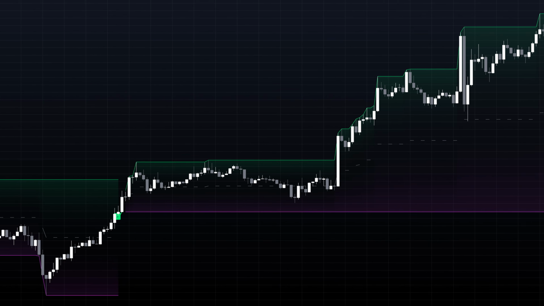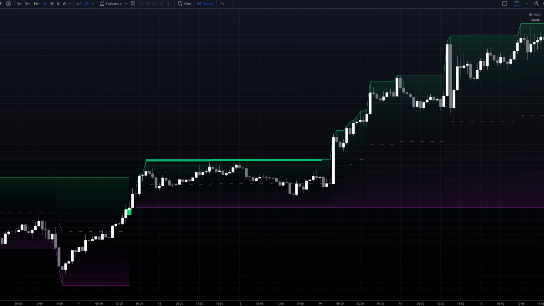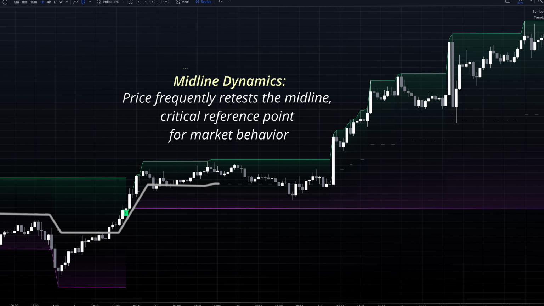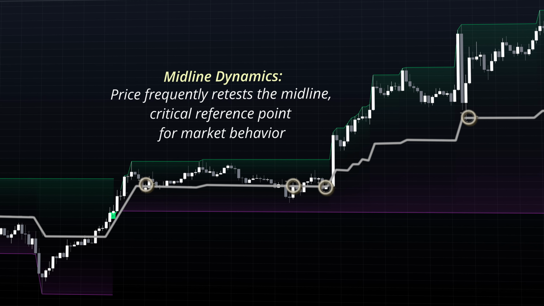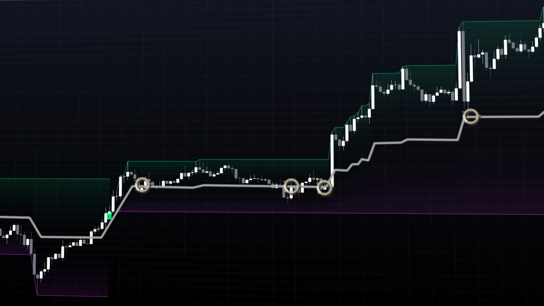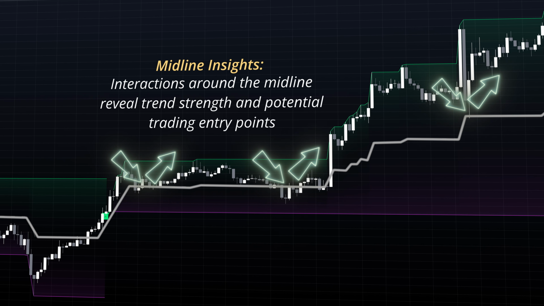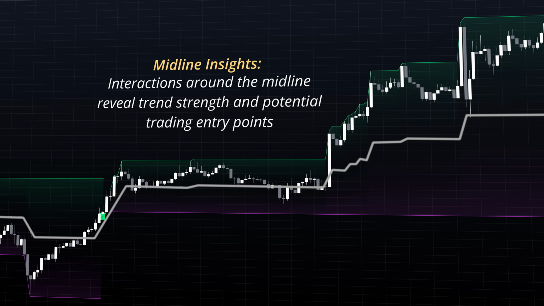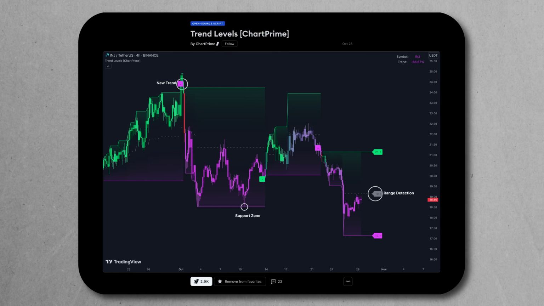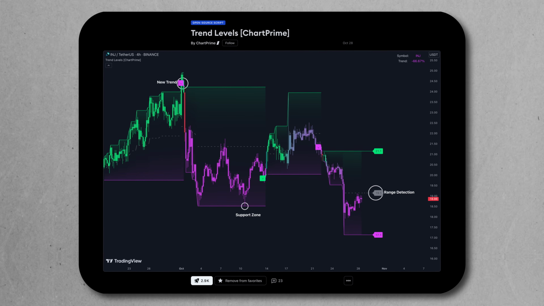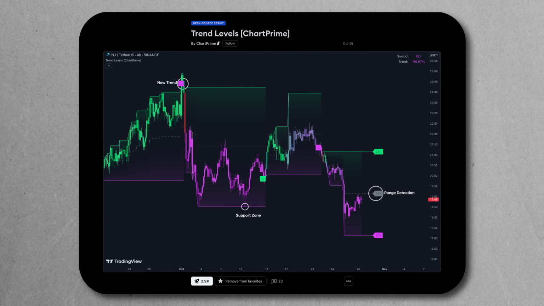Once a trend is detected, the indicator calculates the high, mid, and low levels. The midline often plays a critical role, acting as a key reference point where price retests frequently occur. These midline interactions can help to confirm trend continuation or identify potential entry opportunities. You can find this practical tool on TradingView. It's called Trend Levels by ChartPrime.